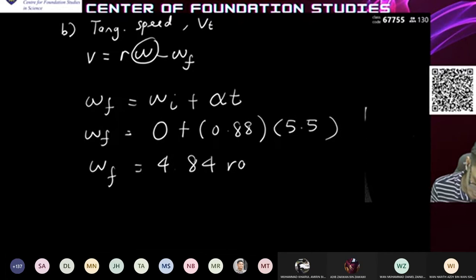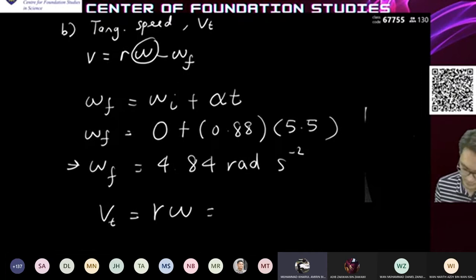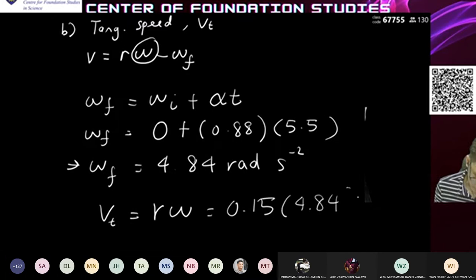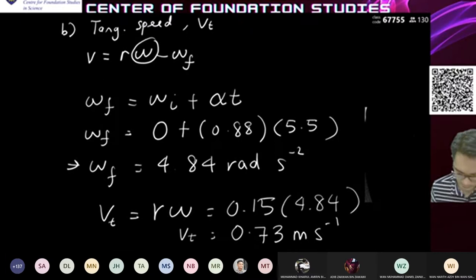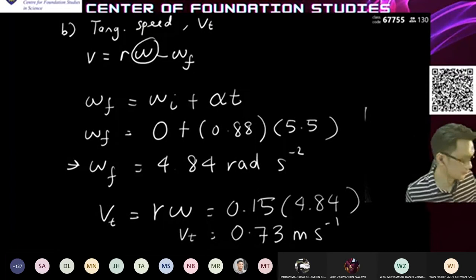Yeah. But this one is angular velocity. The question asks for the tangential. So how to find the tangential velocity? Times by radius. Yeah, times by radius. So the radius is 0.15 meter. We multiply with the 4.84, and the tangential velocity is 0.726 meter per second. Yeah, unit mesti dalam meter per second since this is a linear quantities. Okay, ada soalan? Any question from the floor? Tak ada. Okay, good. So we proceed for the next question.